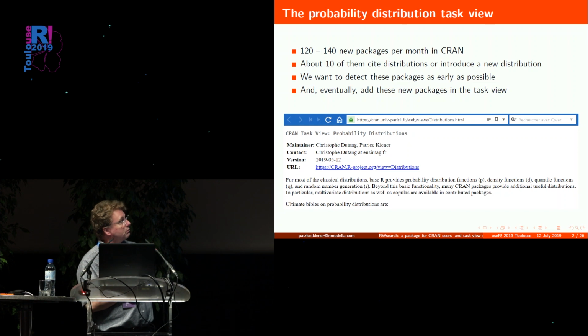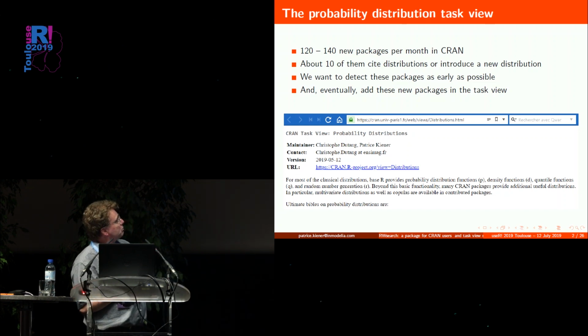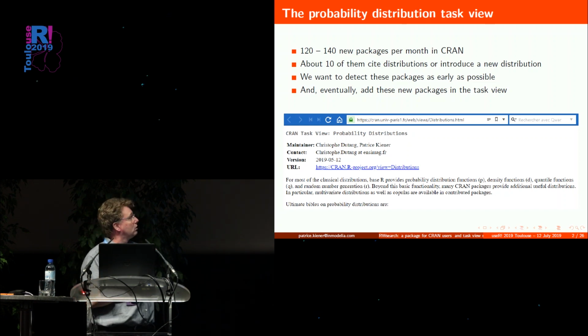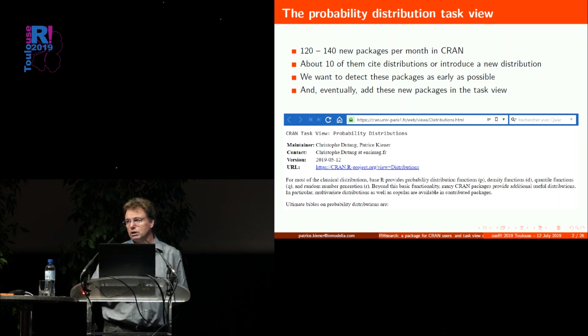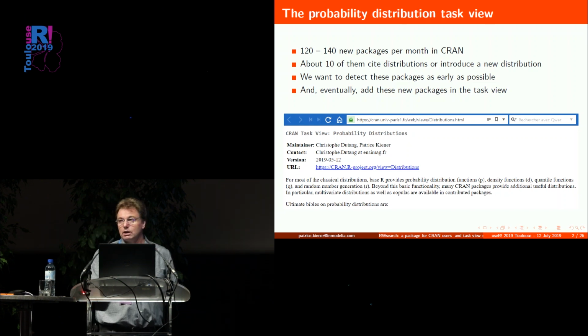The big problem is that we have about 140 new packages per month, but about 10 to 20 of them cite distributions. Of course, maybe in one of these packages there is a new distribution, and we want to incorporate it in the task view. So we have to detect the package as early as possible, and eventually, if it is really a new distribution, we will incorporate the new package in the task view, because most package authors and maintainers forget to inform the task view maintainers that the package is in the field of interest. So that was the motivation, and then the idea is how to check it.